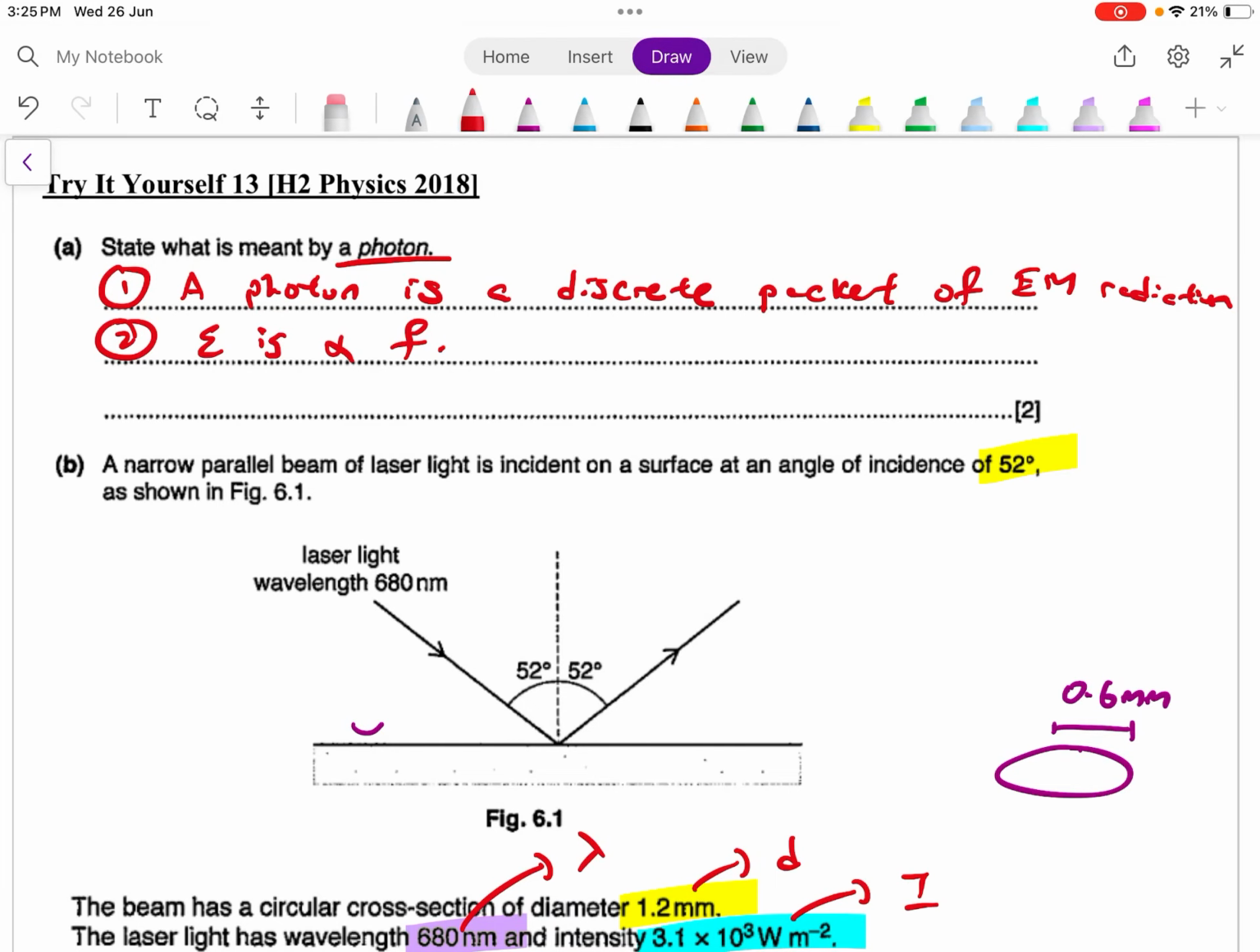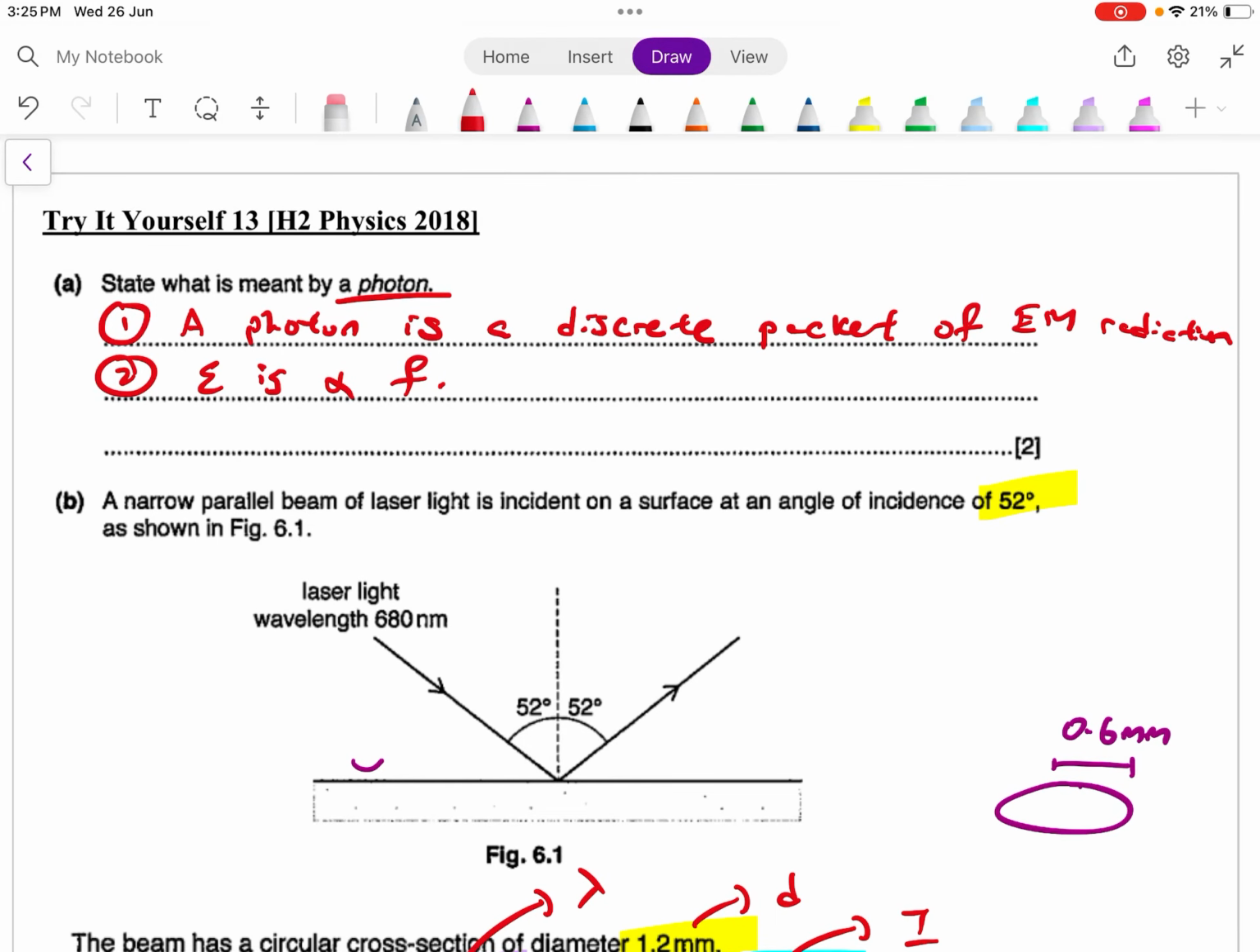Okay, so let's go through the trial itself, the theme of the H2 physics. This one is the quantum physics. Of course, the very last part is the difficult question. First part, state what is meant by a photon, right? 2 marks. This one is also quite simple, just memorize. A photon is a discrete packet of EM radiation, and the energy is directly proportional to its frequency. So that's the very first part.